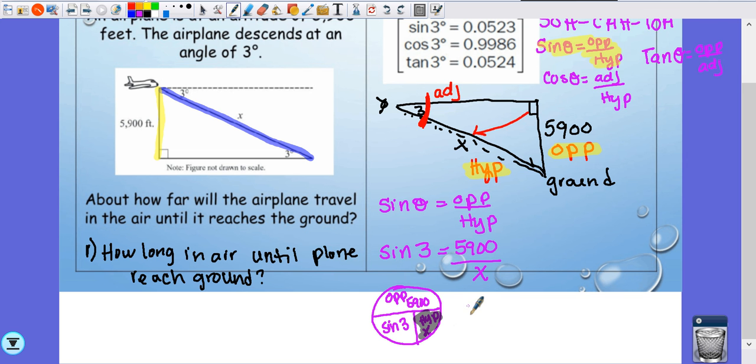So to solve this, and y'all please do not skip steps, please write this stuff down. It's going to be x equals opposite over sine of 3. So you're going to say 5900 over sine of 3. Okay? 5900 over sine of 3. And now we're going to get our calculator, and we're going to do the math.